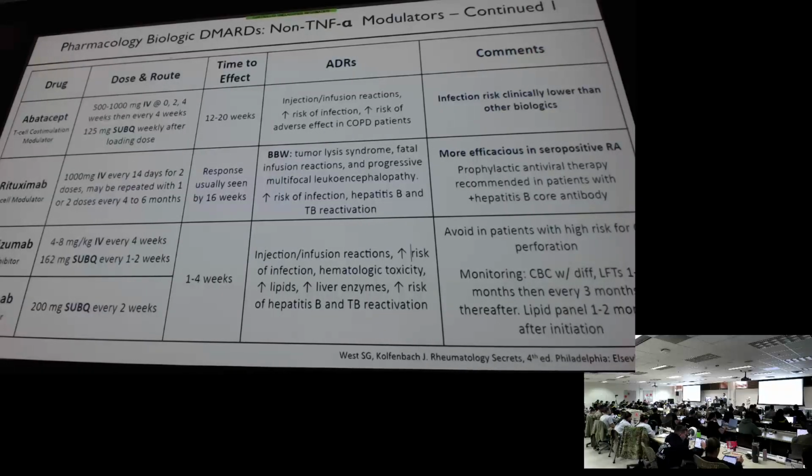Like I said, be able to pick them out of a lineup. I'm not going to dig deep on the actions, mechanisms, and where the non-TNF alpha agents insert their action. But definitely know the black box warning for the B cell modulator, rituximab, as tumor lysis syndrome.